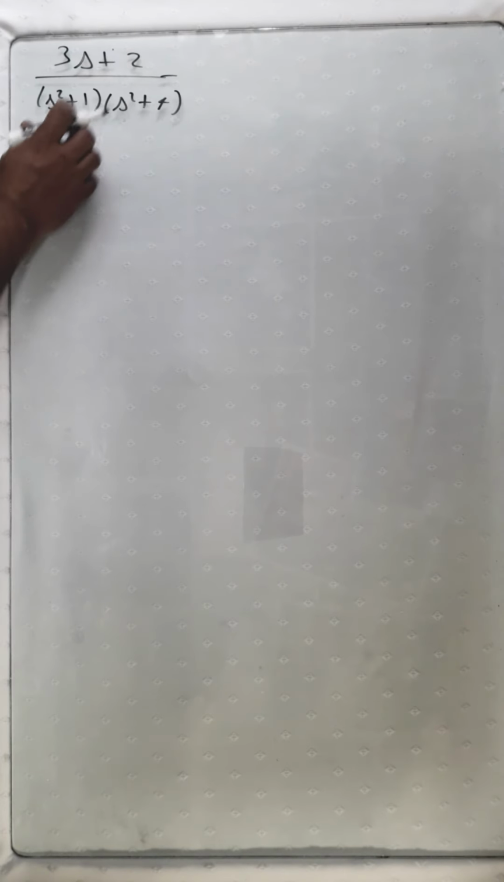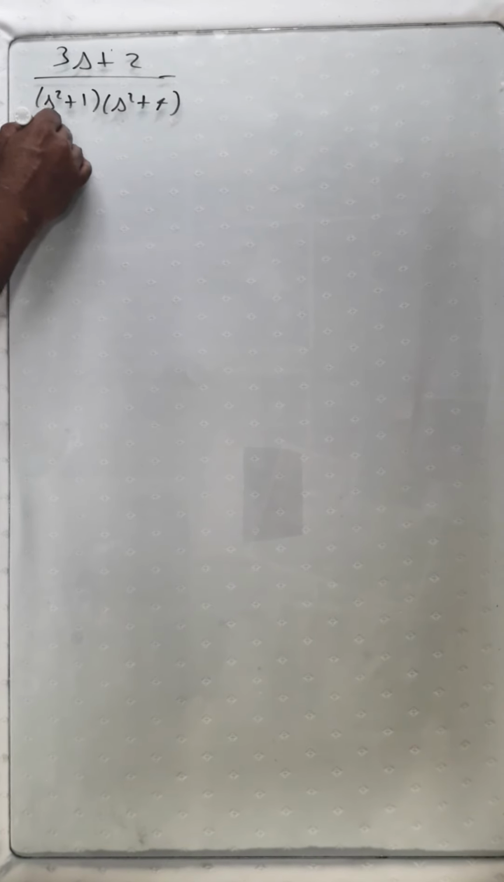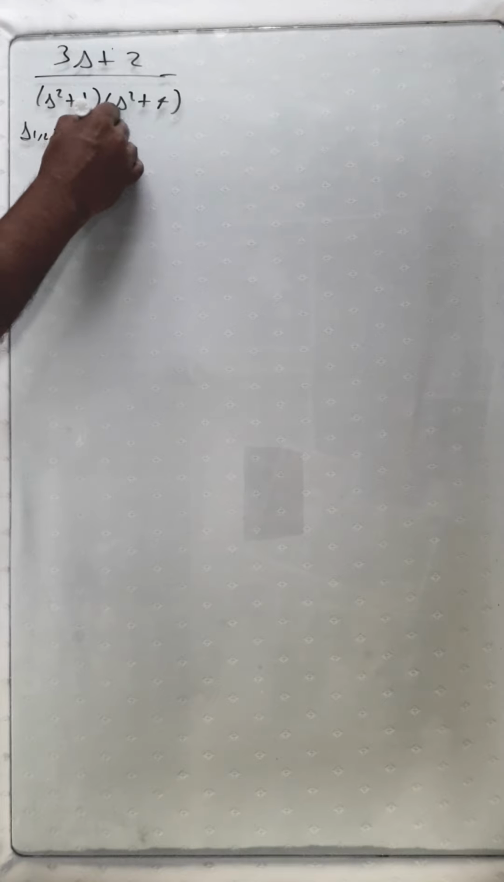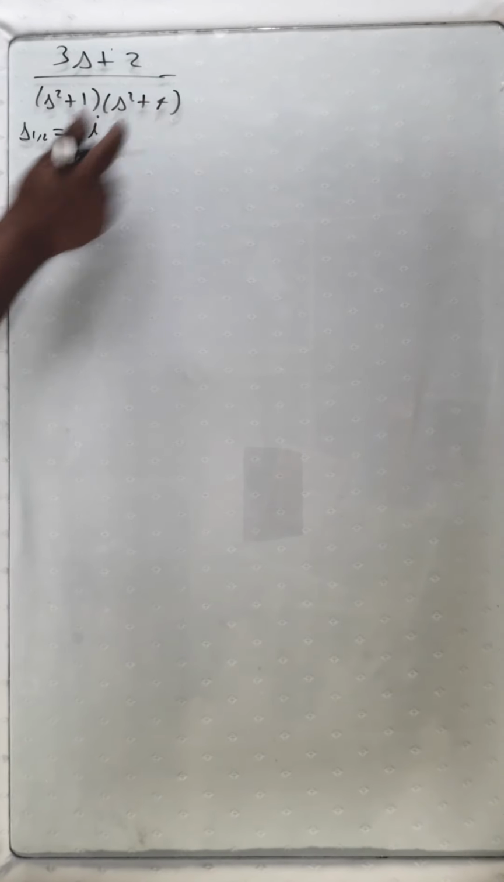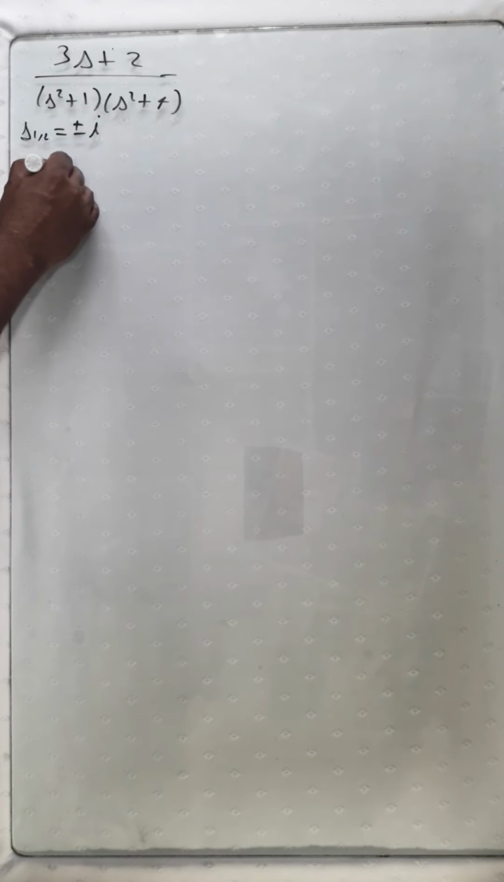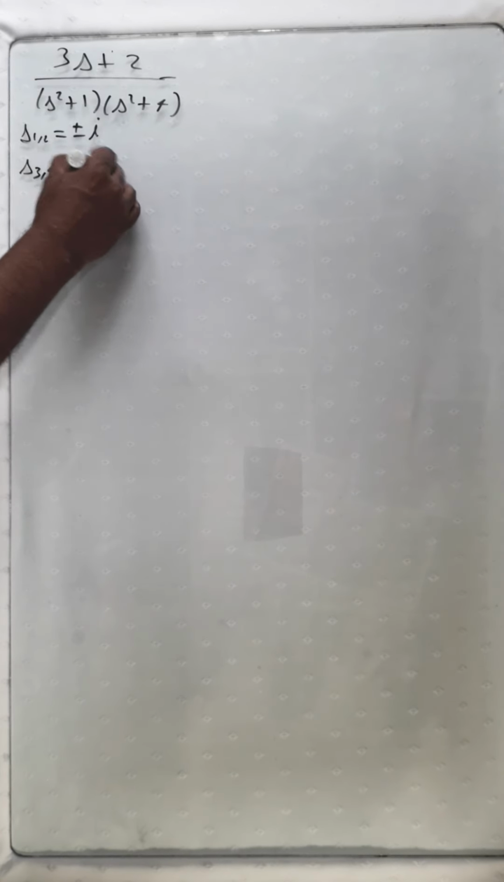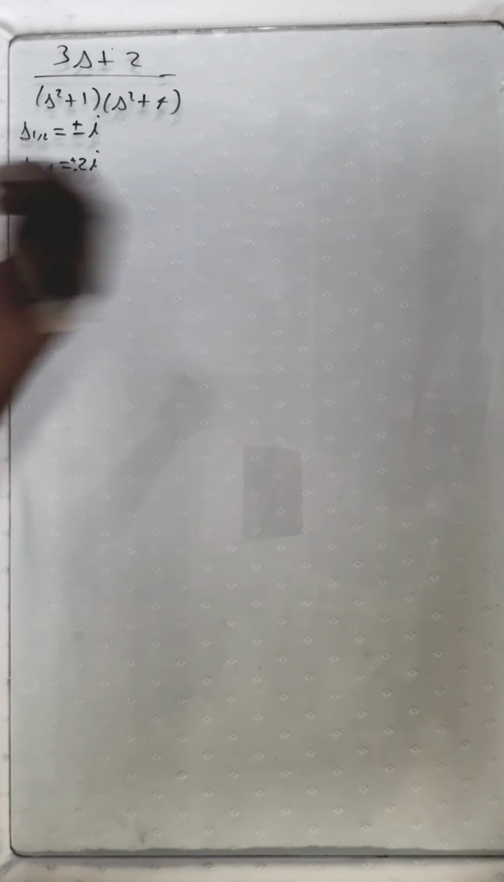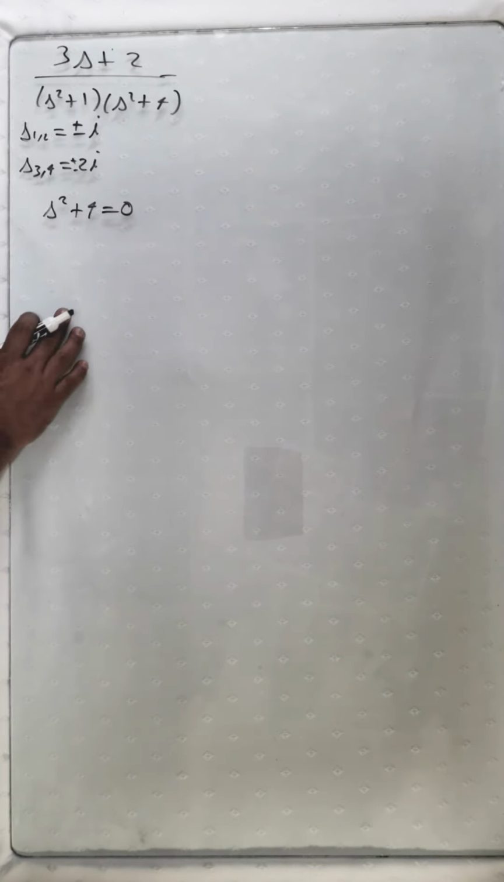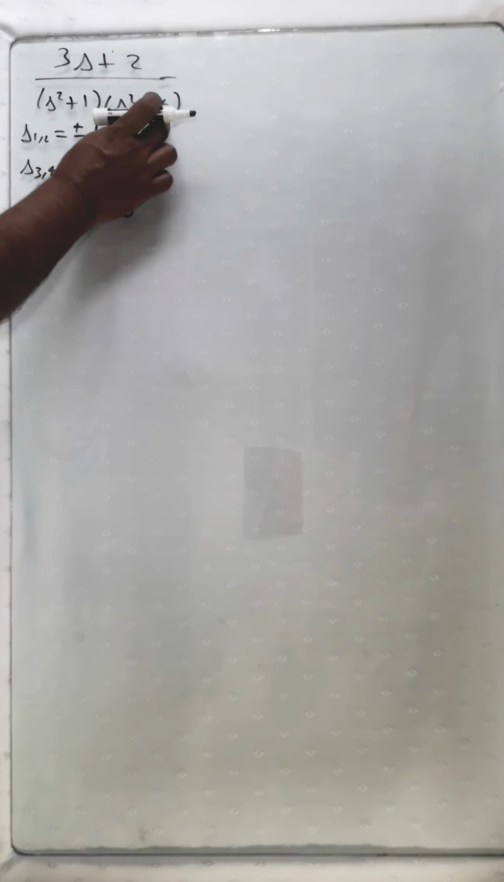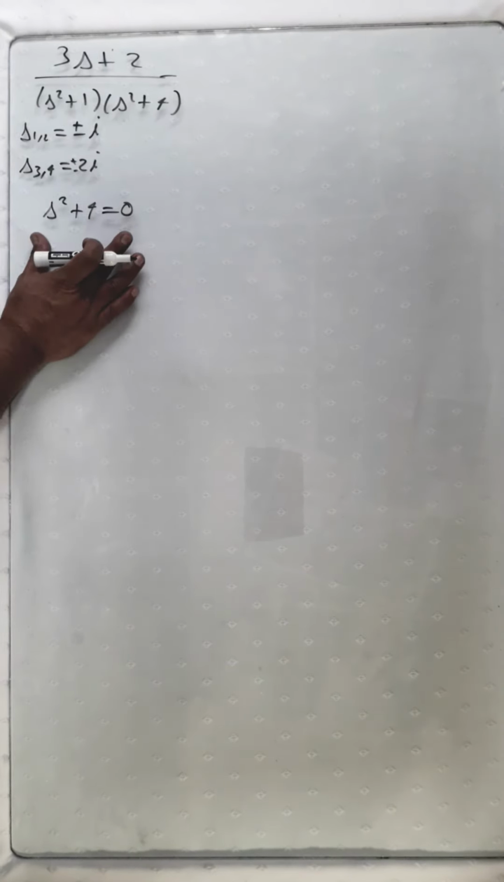For the first ones, s1 and s2 are equal to plus minus i. Those are the first 2 roots. And the roots s3 and s4 are equal to plus minus 2i. Why are those the roots? Well, you can calculate it like this: s squared plus 4 equal to 0. You are looking for the value so that this becomes 0, so that is why I make it equal to 0.